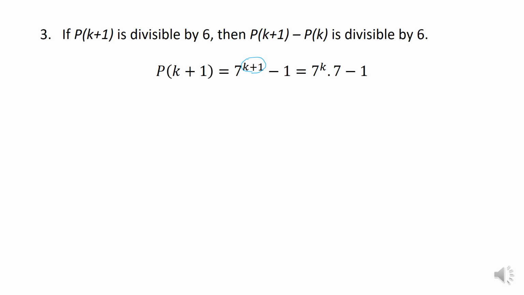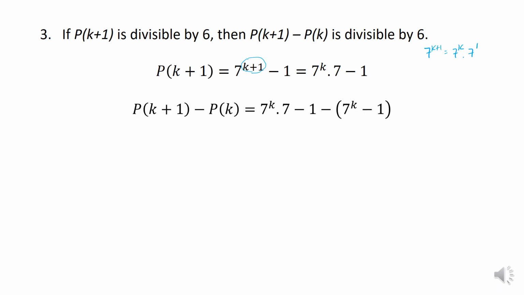After that, I have used my knowledge of indices to say that 7 to the power of k plus 1 is equal to 7 to the power of k times 7 to the power of 1. Okay, this might become useful in a moment. So doing the subtraction then, we've got our P of k plus 1 from above minus P of k. I'm using brackets there.